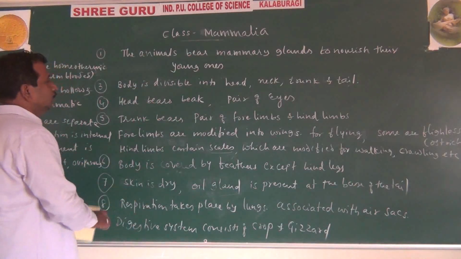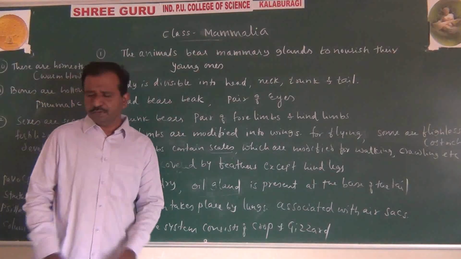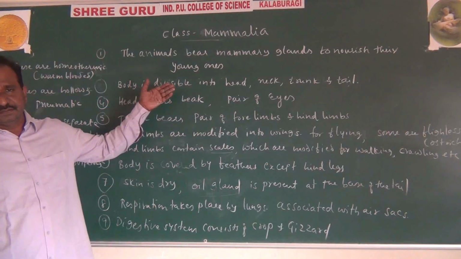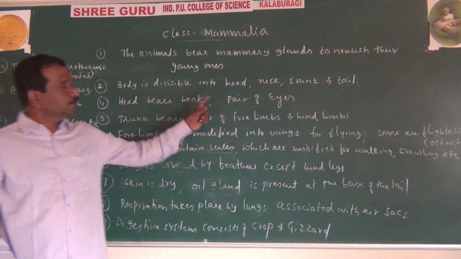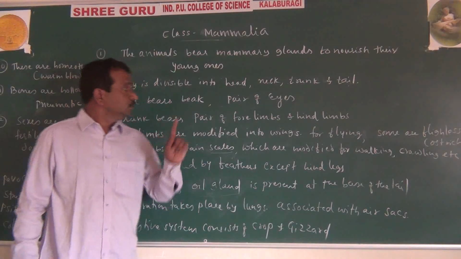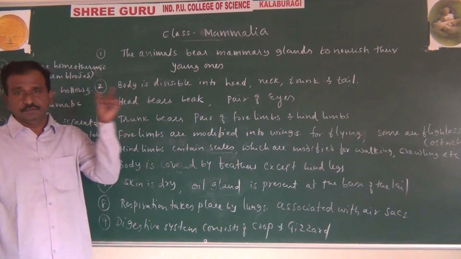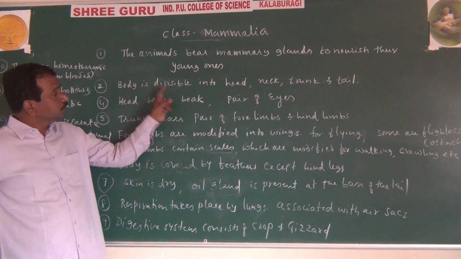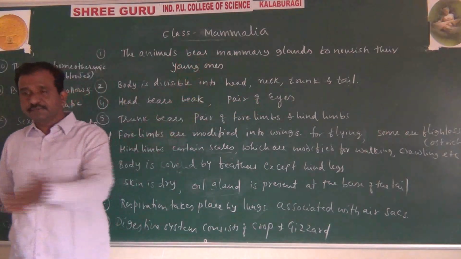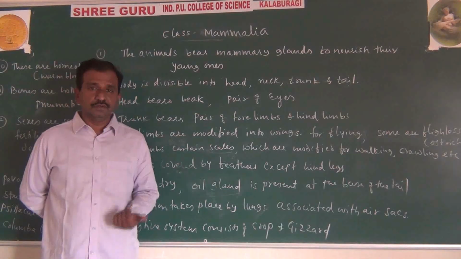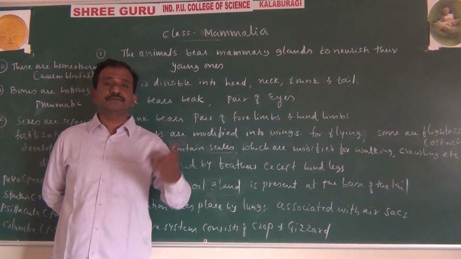Now we have to write the second character. It is usually not necessary to write, so I am going to write directly. In the case of birds we studied that the neck is movable. Here also the body is divisible into head, neck, trunk and tail, because we know this from the mammals, all the animals including human beings. As for habitat, they are present in aquatic environments.